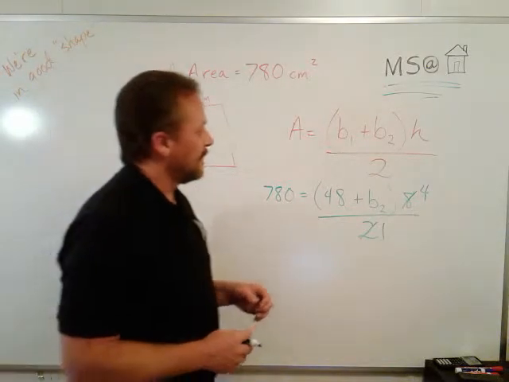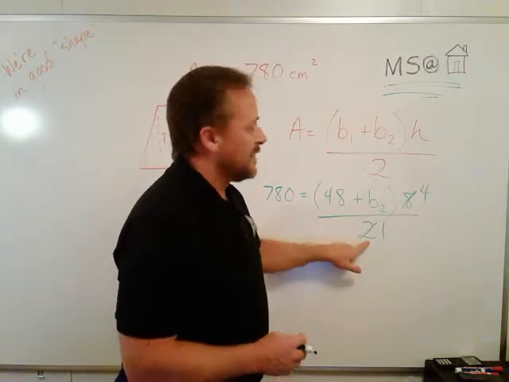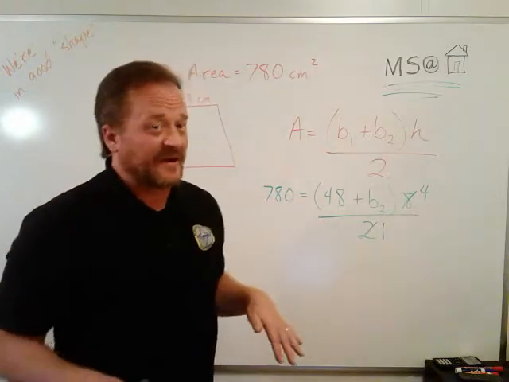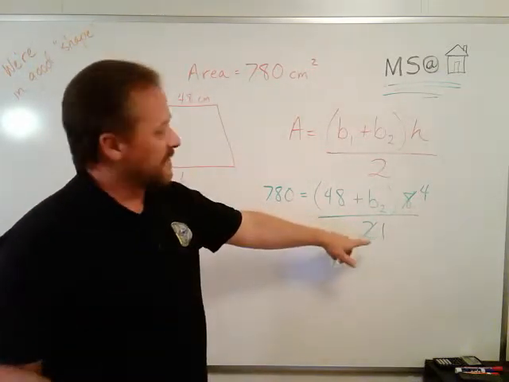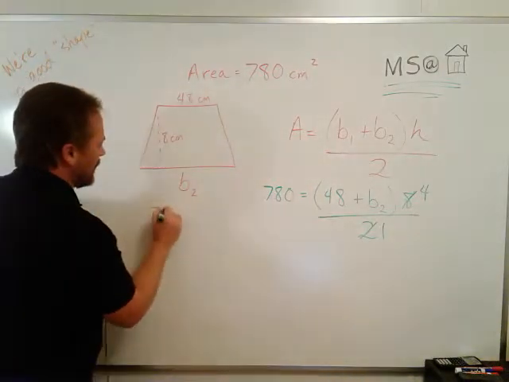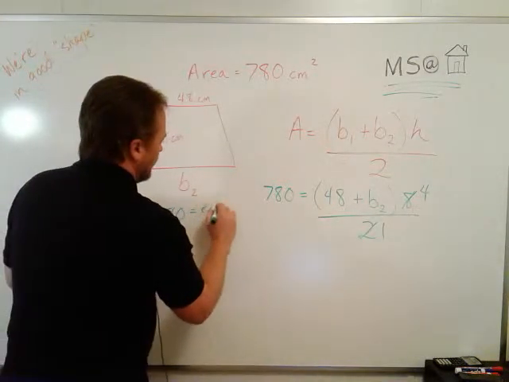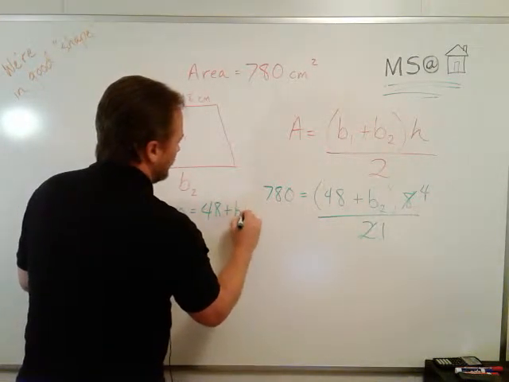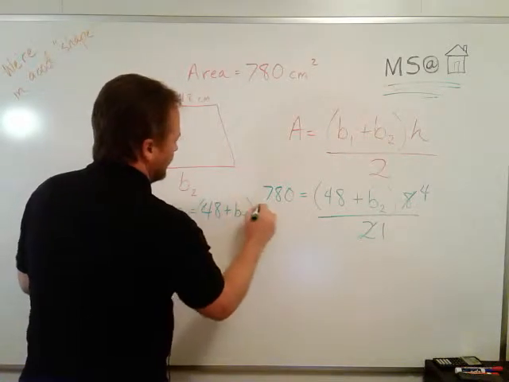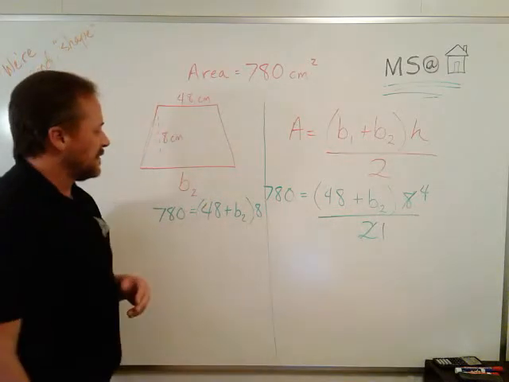With me? Since this is a nice lonesome factor, I'm going to divide it by 2, and that helps me get rid of this fraction. There is no denominator anymore because it's just 1, right? So if I were to rewrite this whole thing, I would have 780 equals 48 plus B2 times 8. Let me draw a little line right here so we can keep track of what's happening.